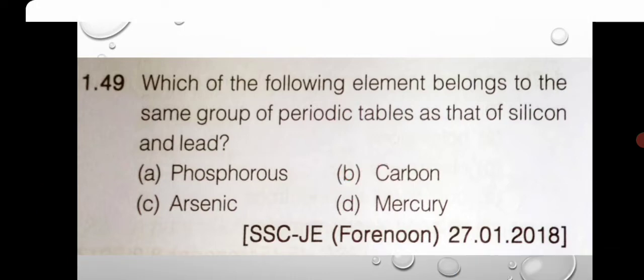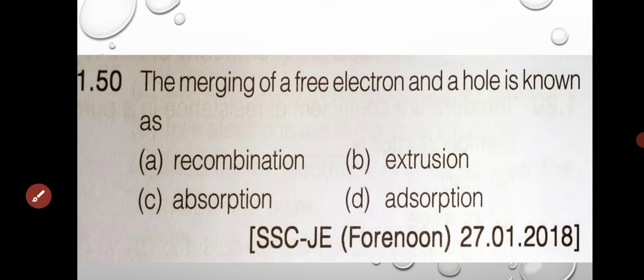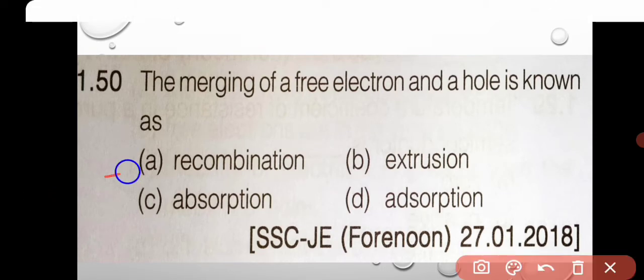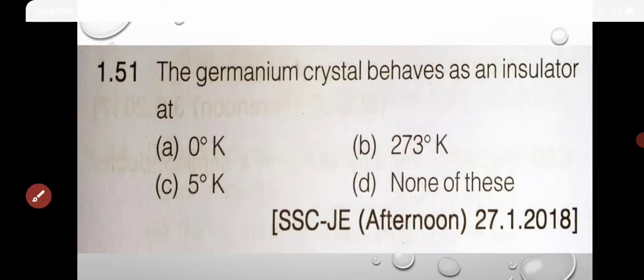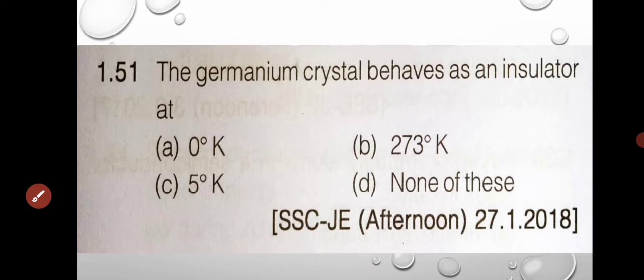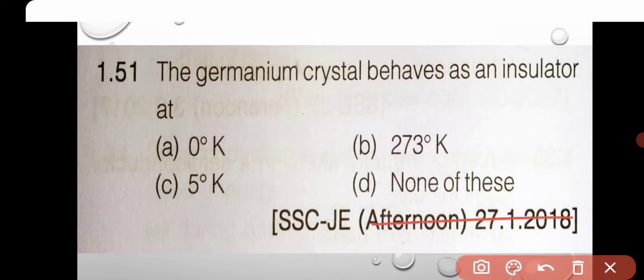Now the next question is the merging of a free electron and a hole is known as recombination. Its correct answer will be option A, that is recombination. Now the next question is the germanium crystal behaves as an insulator at... its correct answer will be option A, that is 0K, means absolute 0. At absolute 0 the germanium crystal behaves as an insulator.